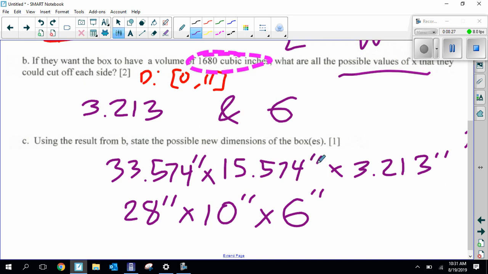So those are our two sets of dimensions. That would give us a volume of 1680. If you multiplied those numbers together, length times width times height, you'd get 1680 or very close to it because of rounding.